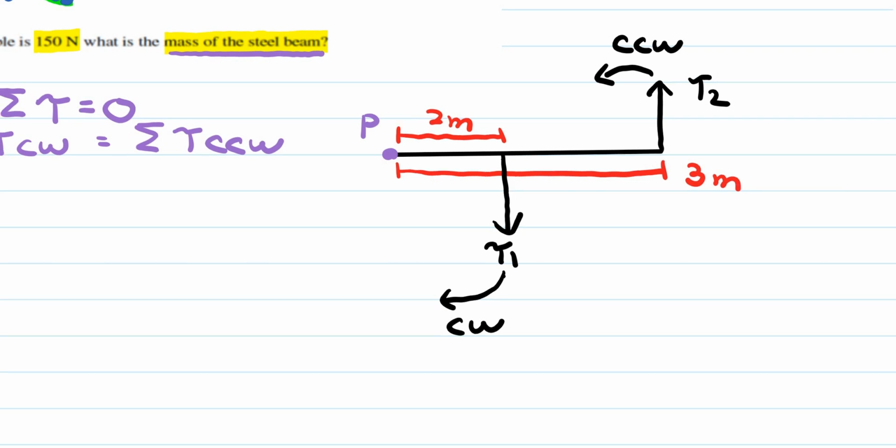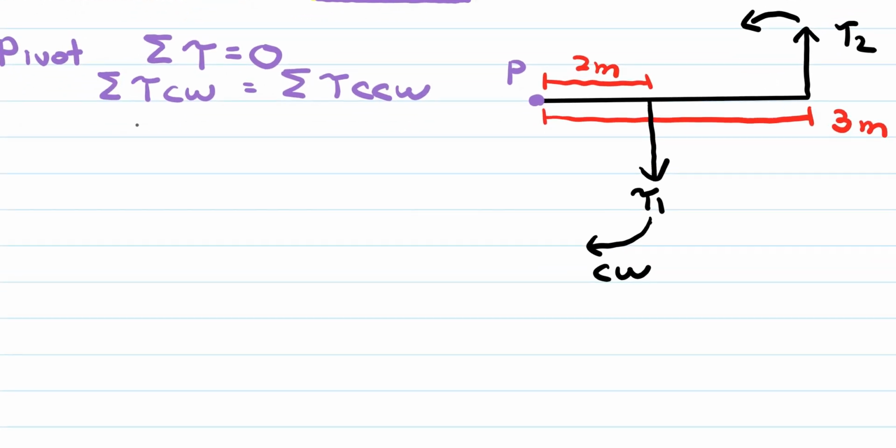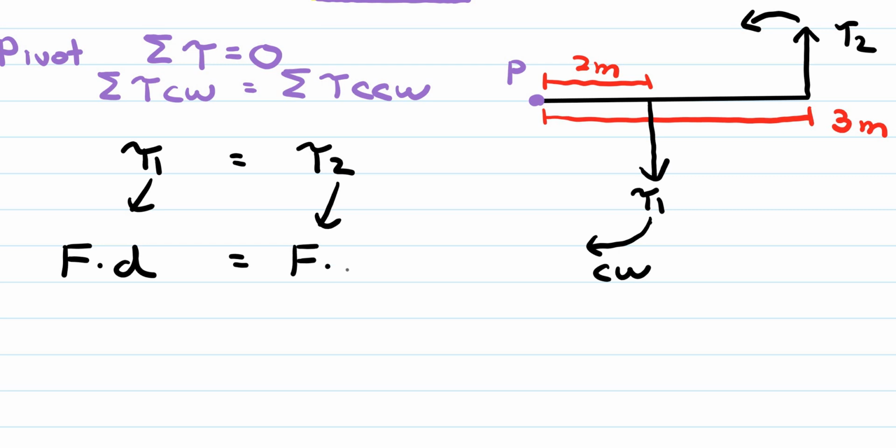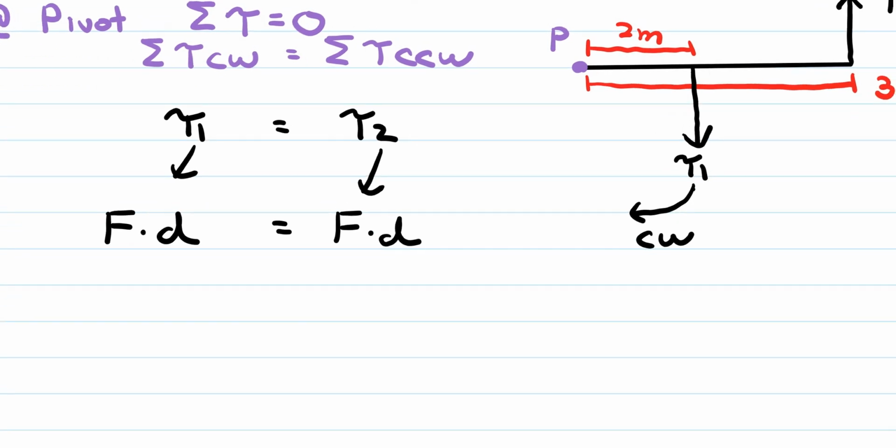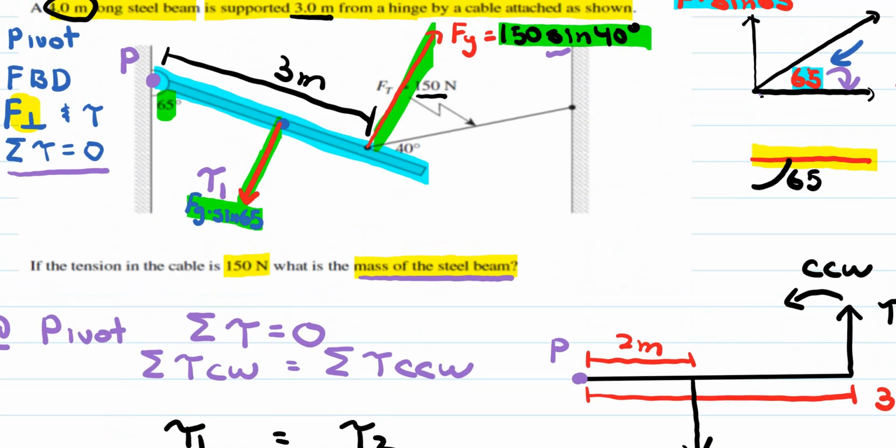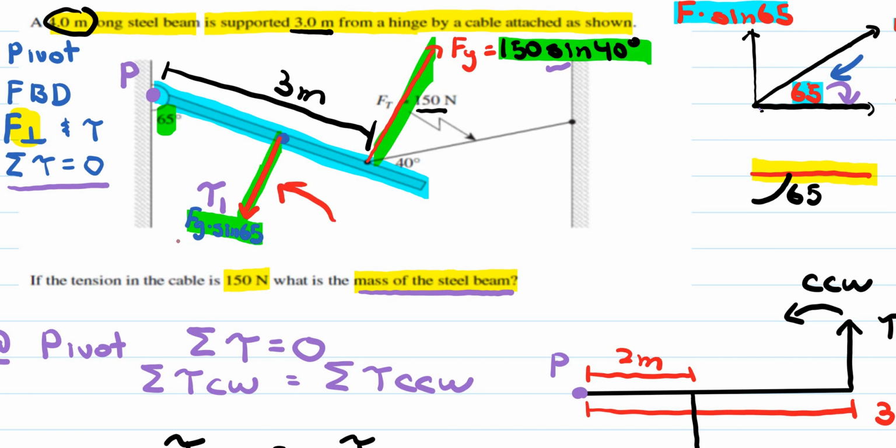Okay, so let's go ahead and write in our torques here. In the clockwise direction, we have torque 1. In the counterclockwise direction, we have torque 2. The general formula for a torque is force times distance. And the general formula for a torque here is also going to be force times the distance. Now, what is the force on torque number 1? When I go back to torque number 1, we've established that the force is going to be Fg times sine 65 degrees.